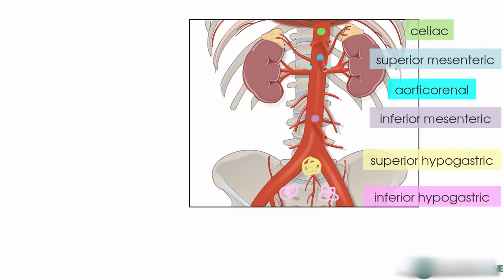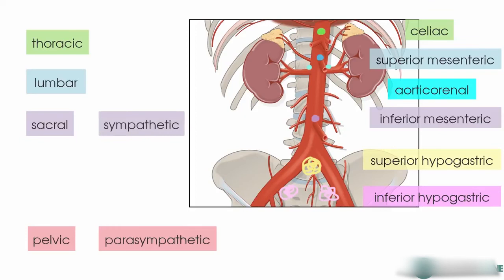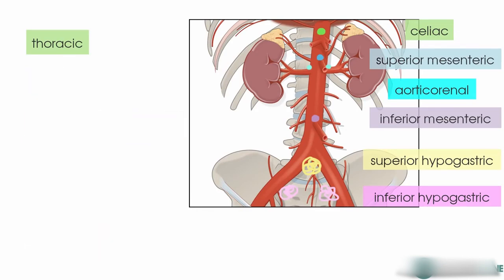So in terms of the splanchnic nerves, the abdominopelvic splanchnic nerves, you've got the thoracic splanchnics, the lumbar splanchnics, and the sacral splanchnics. Pelvic splanchnics are part of the parasympathetic nervous system. An easy way to remember that is sacral, sympathetic, pelvic, parasympathetic. Now coming back to the thoracic splanchnics, these are divided into the greater, the lesser, and the least.